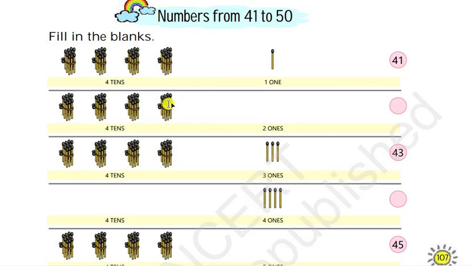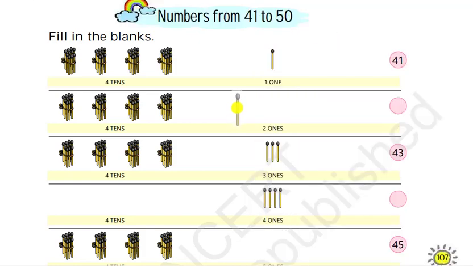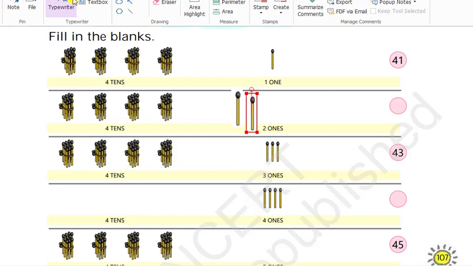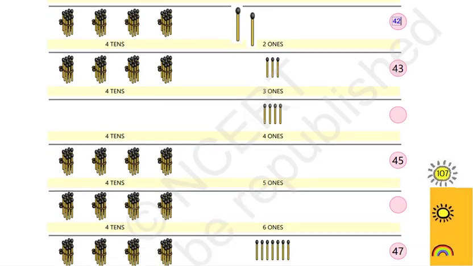Next comes 42. 4 tens and 2 ones. Here we have 4 bundles of matchsticks. Here we need to draw 2 loose matchsticks. So let us quickly do that. So this is 1 and this is 2. So this is 42. Next comes 43. 43 is 4 tens and 3 ones. So here they have drawn 4 bundles and 3 loose matchsticks.